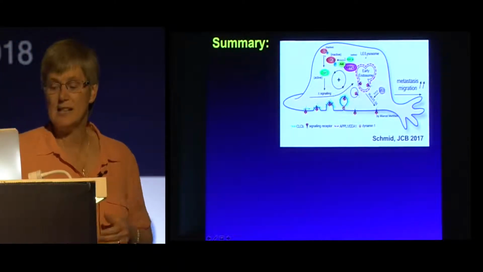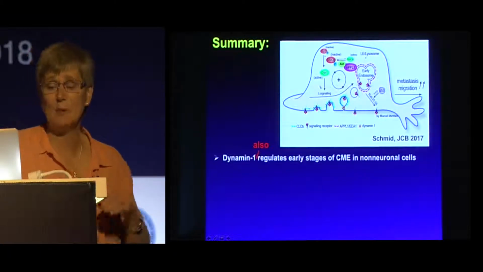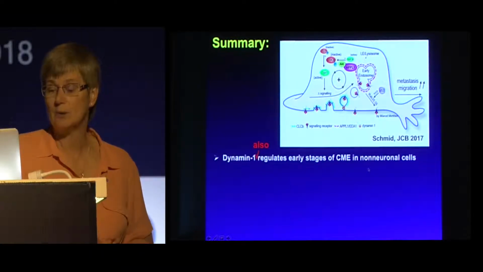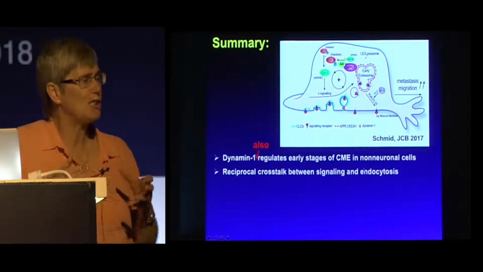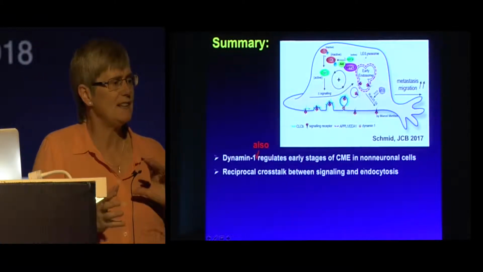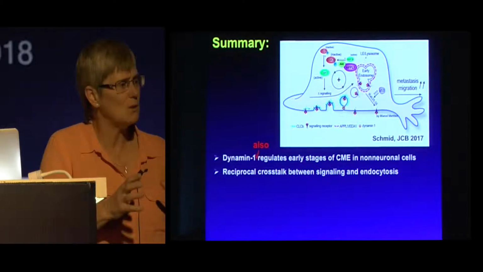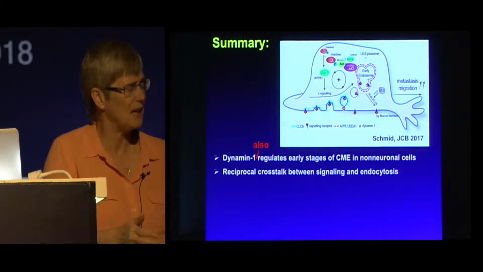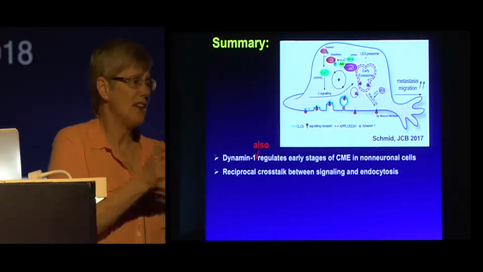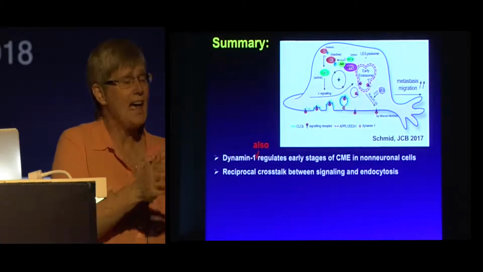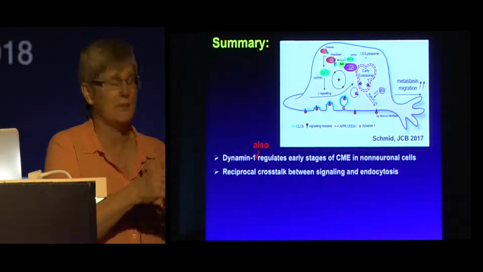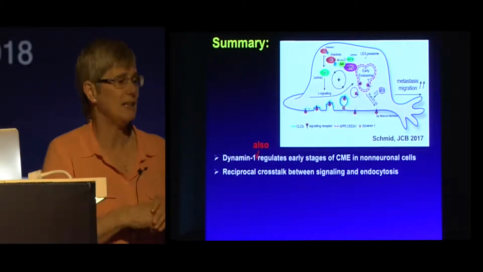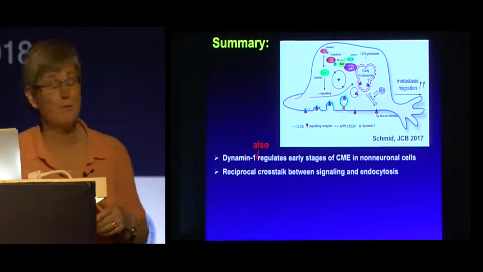So to summarize then, what I've told you is that dynamin 1 also regulates these early stages of clathrin-mediated endocytosis in non-neuronal cells, that there's reciprocal crosstalk between signaling and endocytosis. And I think this is an important concept, that the cargo, these active signaling receptors, aren't just passively moving into coated pits and being taken up. They can actually change the dynamics of that pathway and affect their own rapid recycling through these APPL1 signaling early endosomes, the proliferation and accumulation of these APPL1 signaling endosomes, to control their own fate.